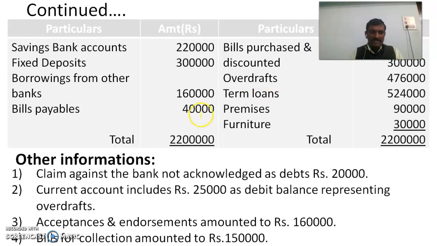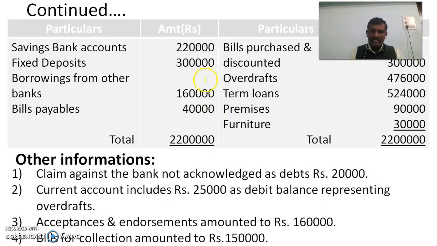And as far as other information is concerned, claims against the bank not acknowledged as debt are given. Then current account includes rupees 25,000 as debit balance representing overdraft is given. Then other information like acceptances and endorsements amounted to rupees 1,60,000 is given, and bills for collection amounted to rupees 1,50,000 is given. So they have given the information in tabular form as well as in other information.